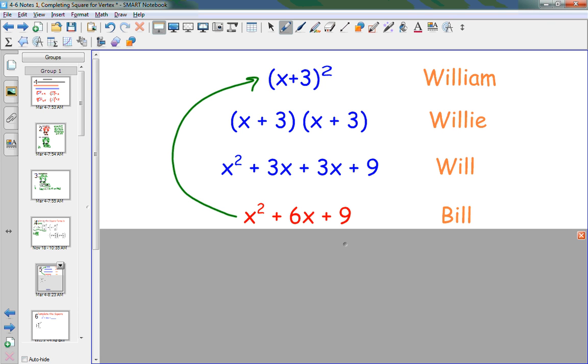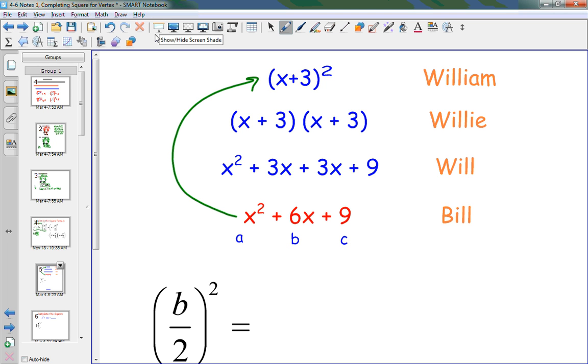3 times 3 is 9. Inner is 3x, outer is 3x, 3x plus 3x is 6x. Okay, now, your brain needs to be able to get this. Well, how in the world are we going to get this?